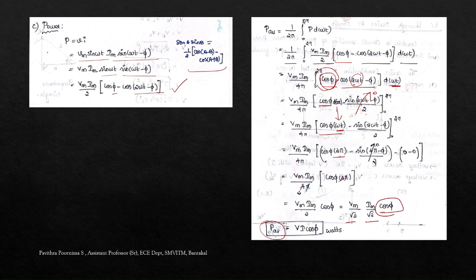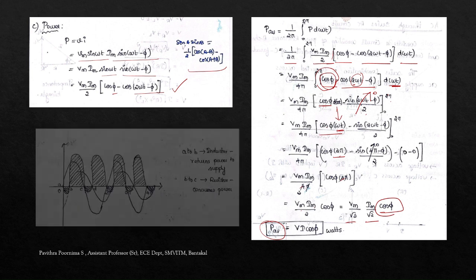So the average power for this series combination of R and L is not equal to 0, and it's not equal to VI, it's VI cos phi. The phi value ranges between 0 and pi by 2, and cos phi is nothing but the power factor. The value of the power factor lies between 0 and 1, because cos 0 is 1 and cos pi by 2 is 0.